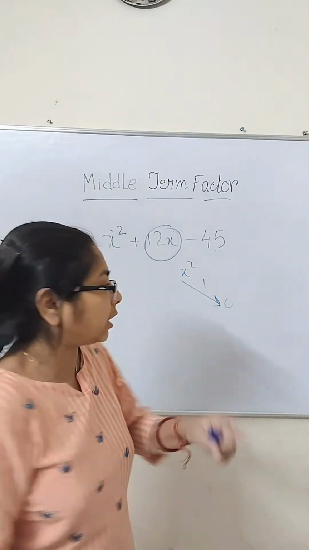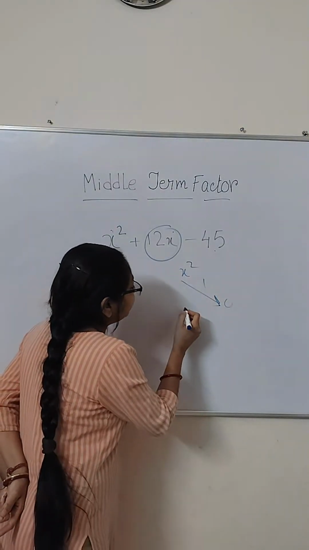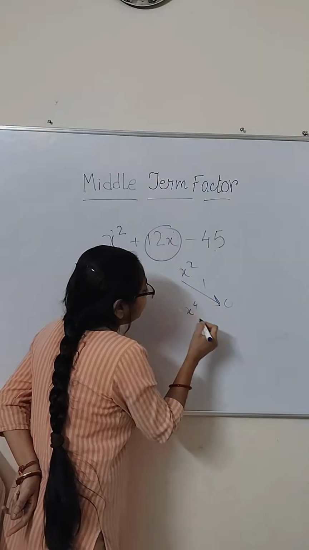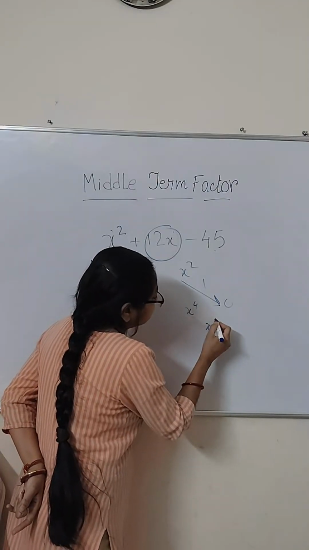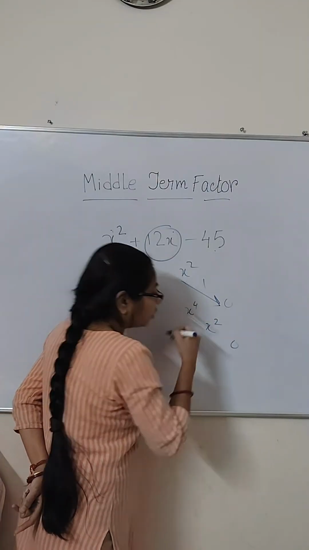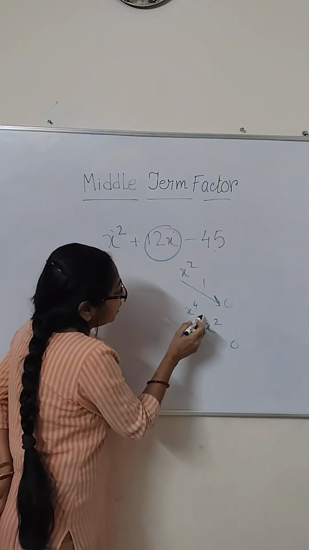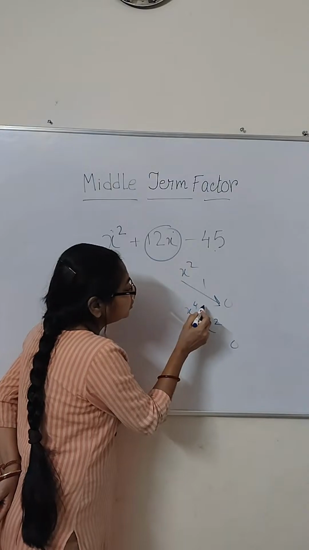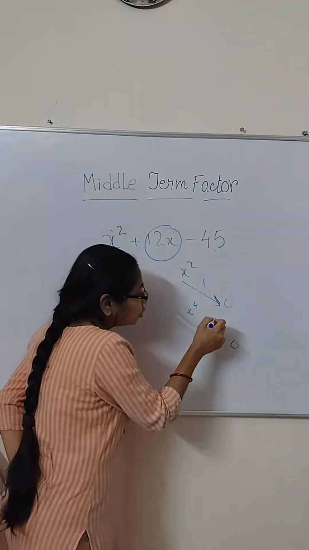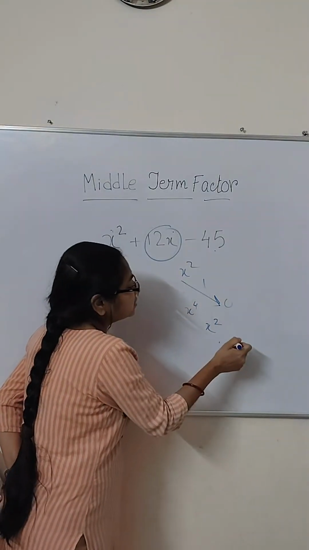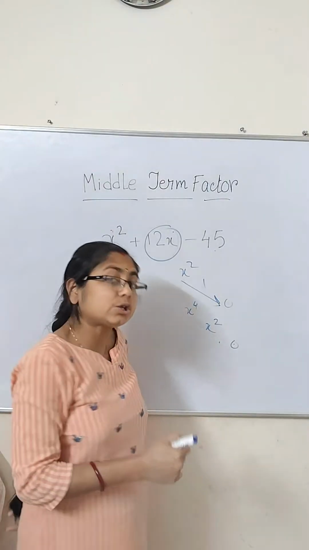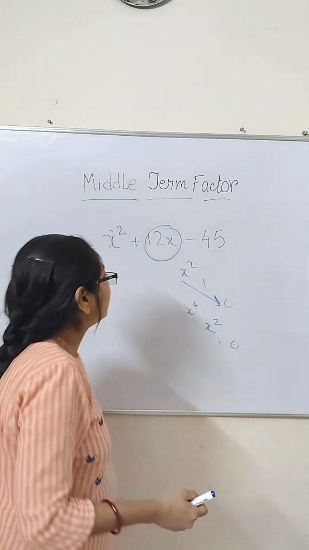And one more thing: if it comes x to the power 4, then square, and then power 0, it is also a middle term factor, because there is jumping, meaning 4 to 2 is a gap, 2 to 0 is a gap. It is also a middle term factor. Okay.